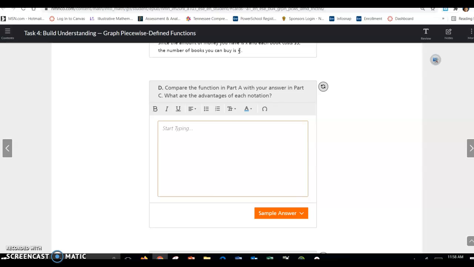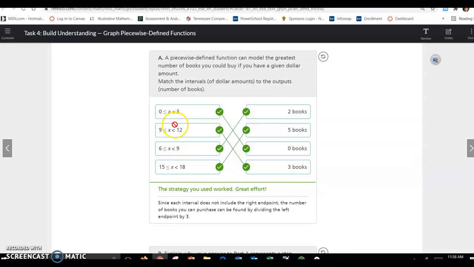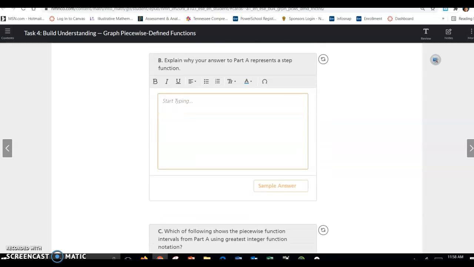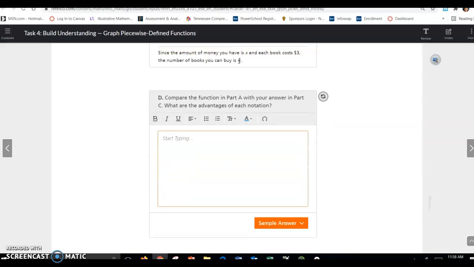All right, compare the function in part A with part C. What is the advantage of each notation? All right, so the first part is a little bit easier to look at maybe and understand because we've done interval notation before. This one's just a little cleaner, shorter, and if you understand what the function's telling you to do, it's just kind of more precise.